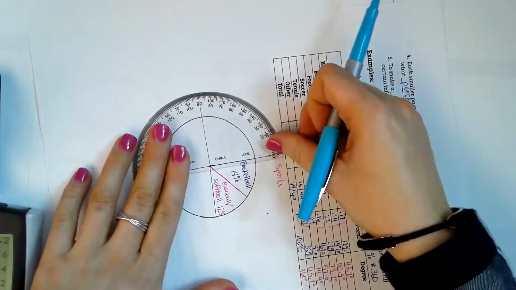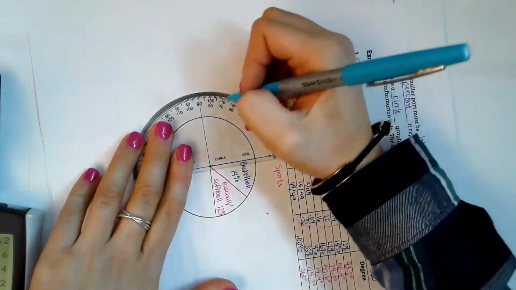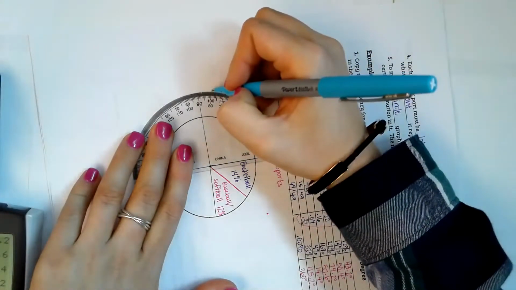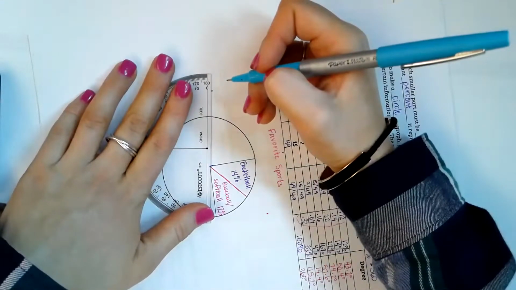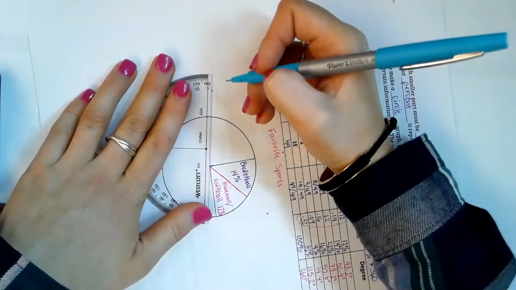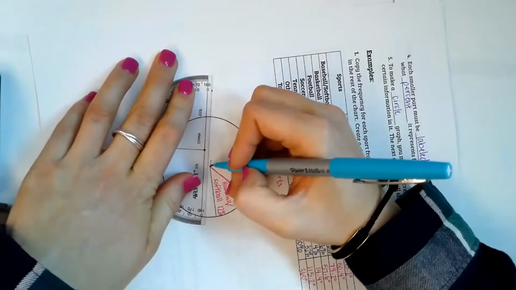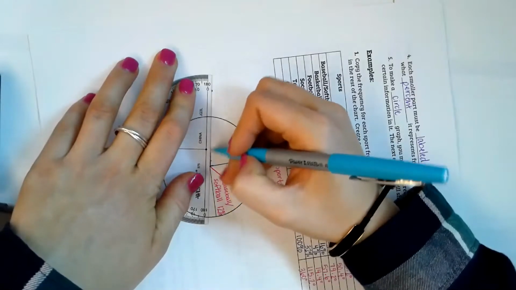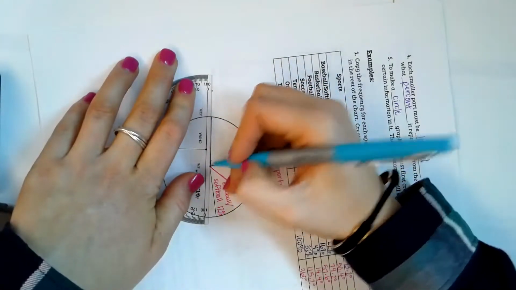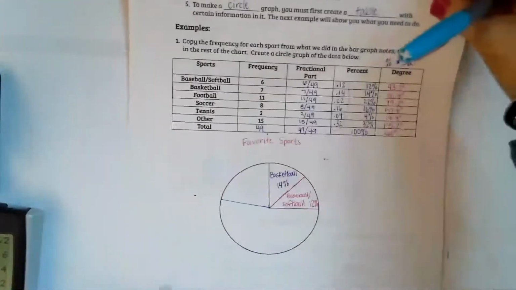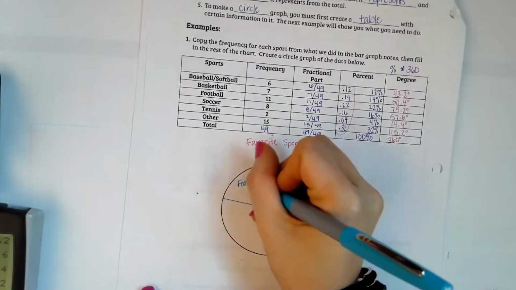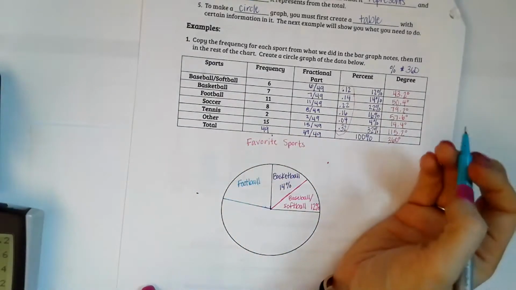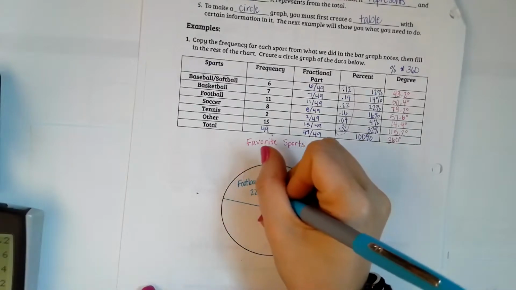Now this new one, or this purple line, is going to become my new line. The next one is 79, so 70, basically almost 80. Okay, so that's football, which was 22%.